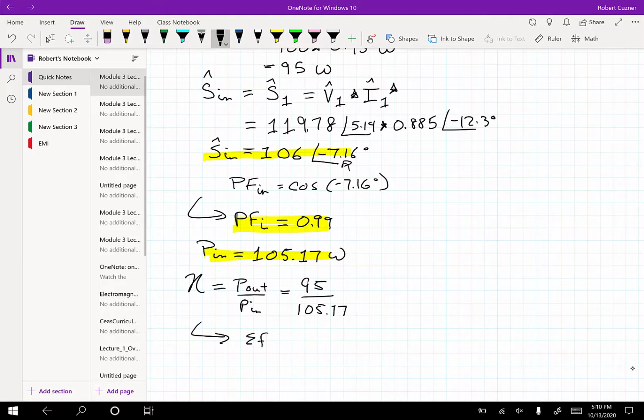So the efficiency, I'll show it in percent. 95 divided by 105.17, 90.3% efficient. Okay, so I kind of made up this transformer.